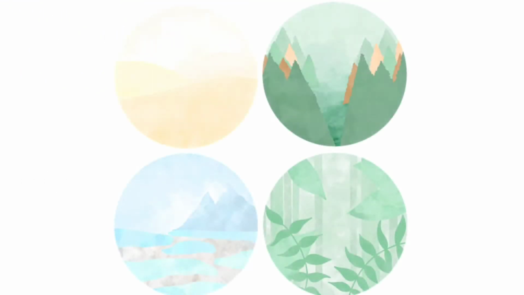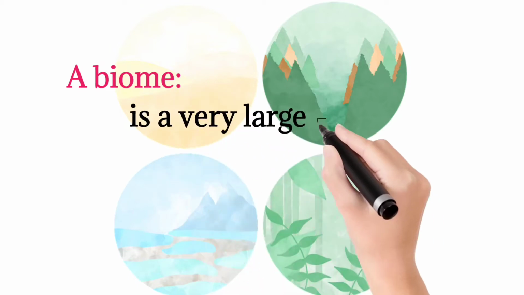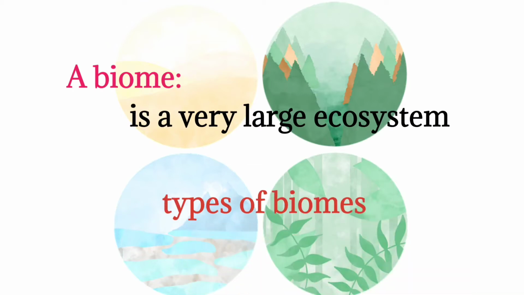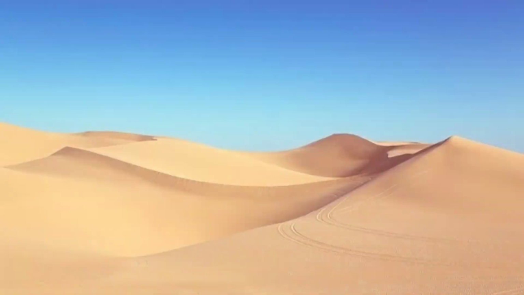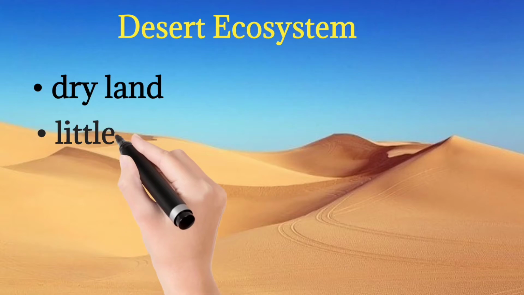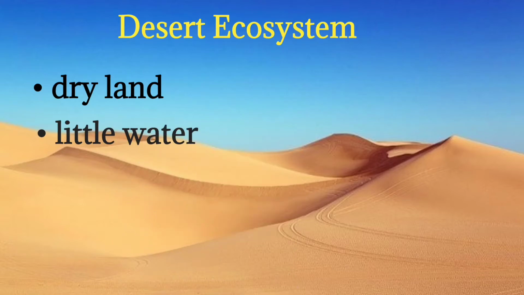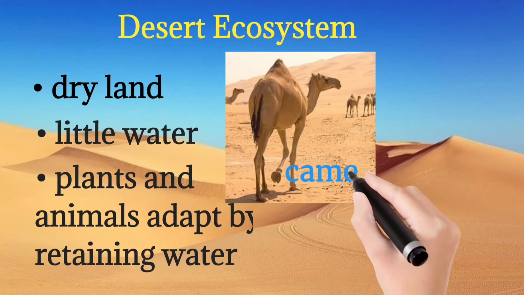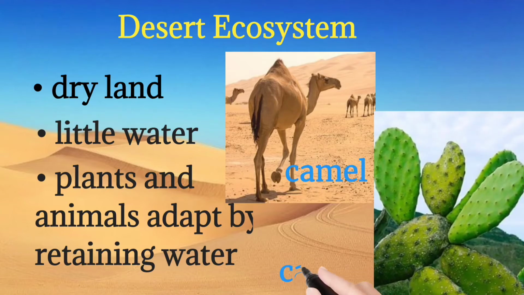A biome is a very large ecosystem. Let's dig in to learn about a few types of biomes present in the world. The desert ecosystem. This ecosystem has a vast dry land with very little water. Plants and animals living in this ecosystem have a special adaptation skill which allows them to retain water. Examples are the camel and cactus plant.